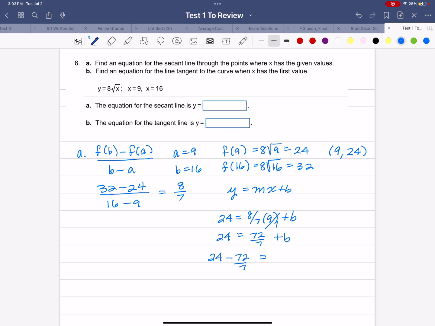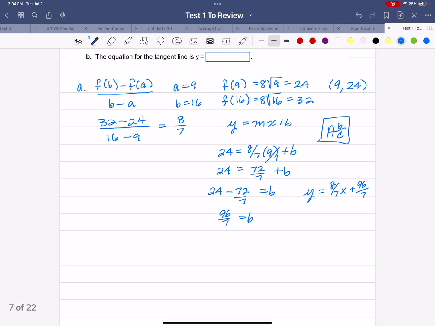I could get a common denominator, but my fraction key looks like this on my calculator, and I'll just do 24 minus 72 over 7, and that will give me the fraction that I need without getting a common denominator, and that's going to be 96 over 7 is my b. So y equals my m, 8/7 x plus 96 over 7.